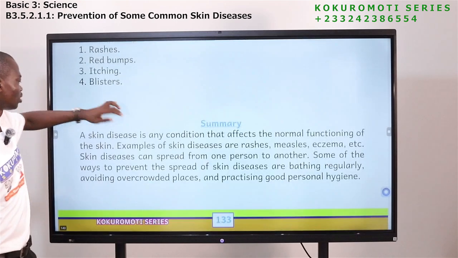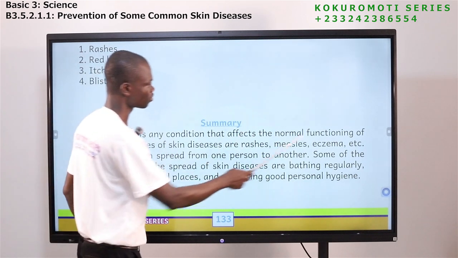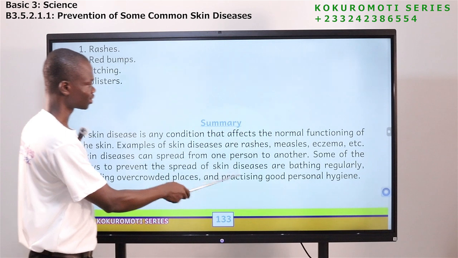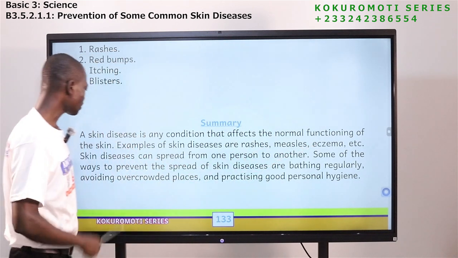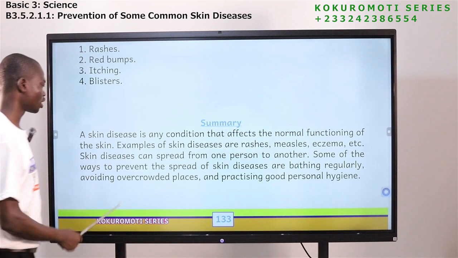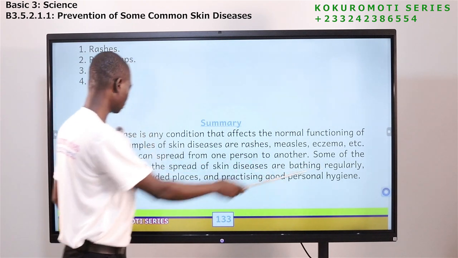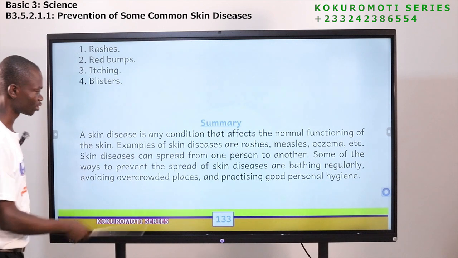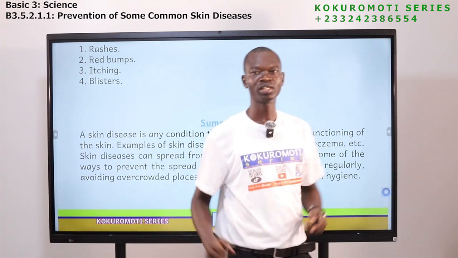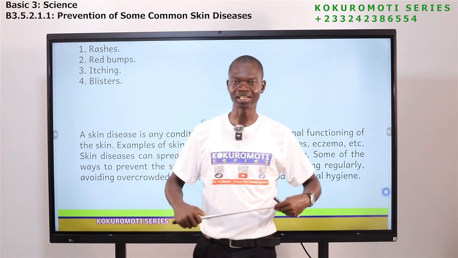So in summary, we are saying that a skin disease is any condition that affects the normal functioning of the skin. Examples of skin diseases are rashes, measles, eczema. Skin diseases can spread from one person to another. Some of the ways to prevent the spread of skin diseases are bathing regularly, avoiding overcrowded places, and practicing good personal hygiene. So, in summary, we are saying that skin diseases are real. They are there.